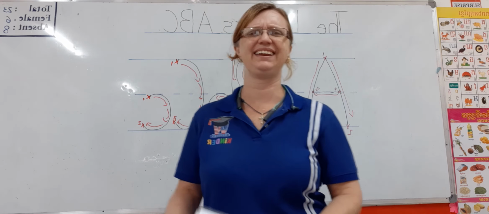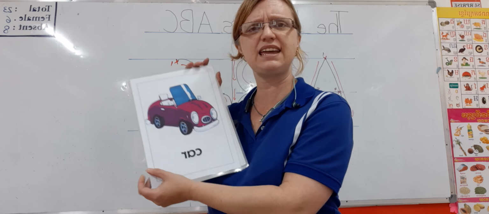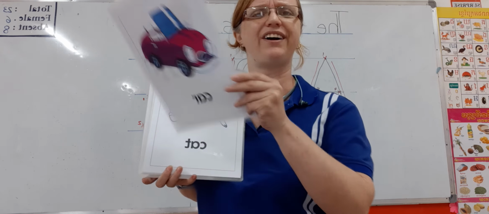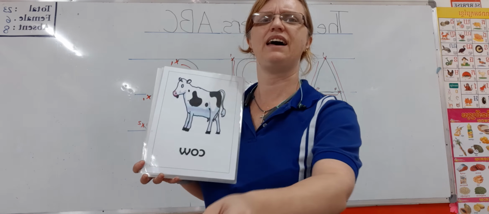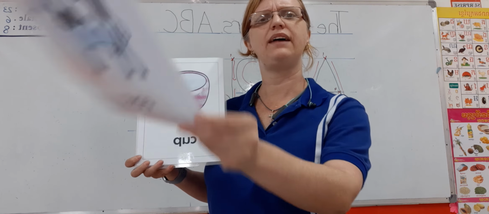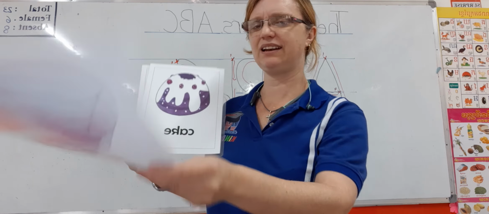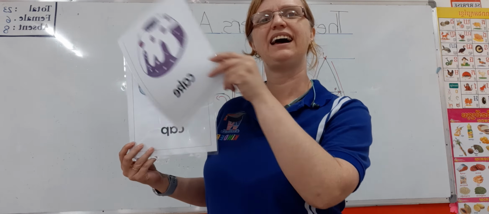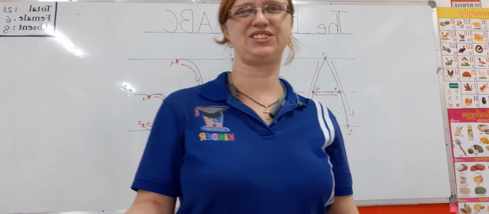I know you can. The last set of words we're going to look at, are you ready? Is for letter C. And we start with car. Car. And then cat. Cat. And the next one is cow. Cow. And then we have cup. Cup. And the last one, oh, no, not the last one, cake. Cake. And here's our last one, cap. Cap. Good job.